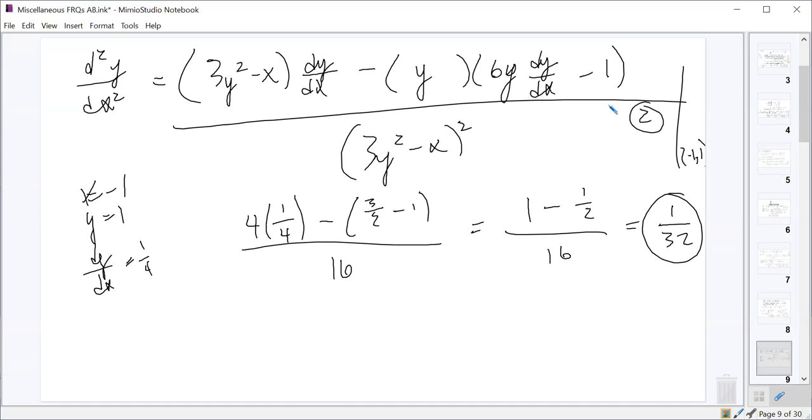And that was worth 4 points. 2 points for the correct second derivative, 1 point if you plugged in 1/4 for dy dx everywhere, and then 1 point for the final answer. Any questions on that?